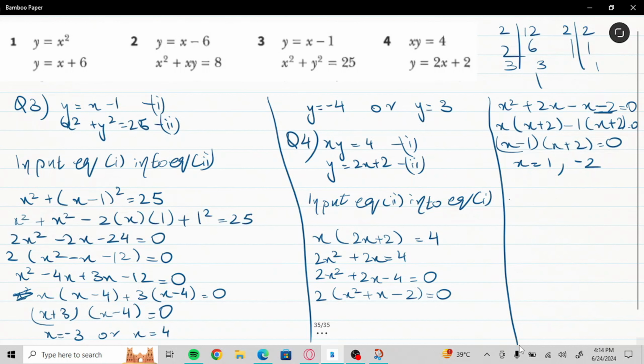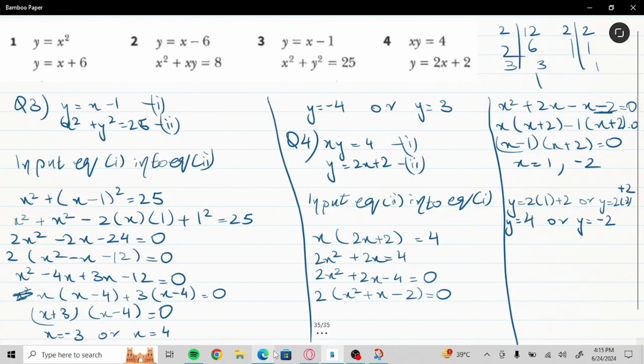Just find the y value. So y is equal to 2 multiplied by 1 plus 2, or y is equal to 2 multiplied by negative 2 plus 2. So y is equal to 4 plus 2, which is 6, or... wait a second, I just made a mistake. 2 plus 2 is 4. I don't know what's happening in my mind right now. So y is equal to 2 multiplied by negative 2 is negative 4 plus 2 is negative 2. So that's the answer for question number 4.